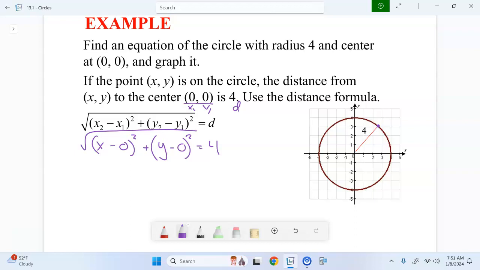If I take x and subtract 0, does that change anything? No, so I don't need it. Same thing with the y. I have y squared, okay, equals 4.